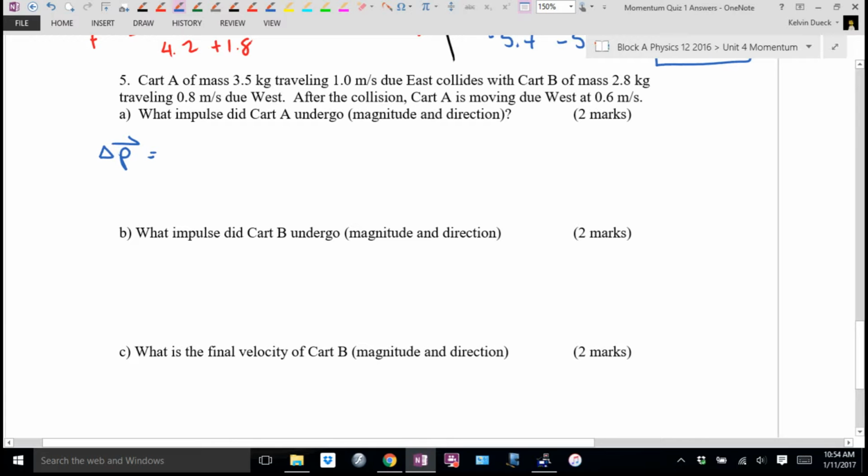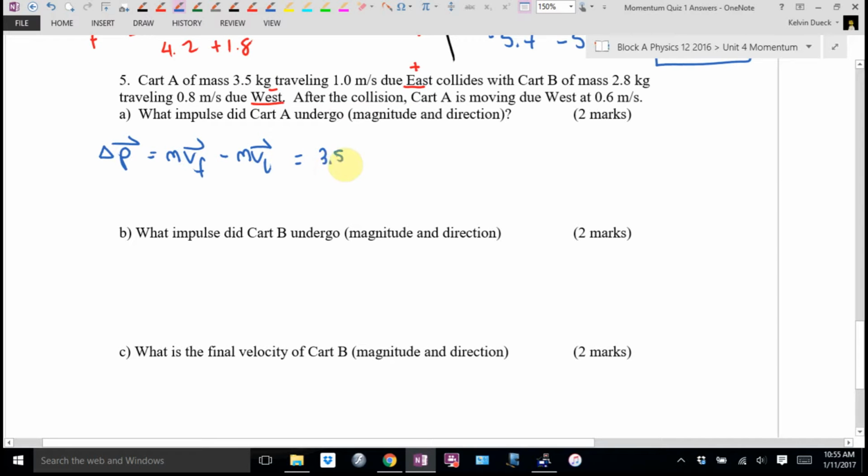Well, it's going to be mv final minus mv initial. I notice I see east and I see west. I'll let east be positive and west be negative. You could have let west be positive and east be negative. It just means if I get a positive answer, what direction will I write? East. If I get a negative answer, what direction will I write? West. I won't say negative west, though.